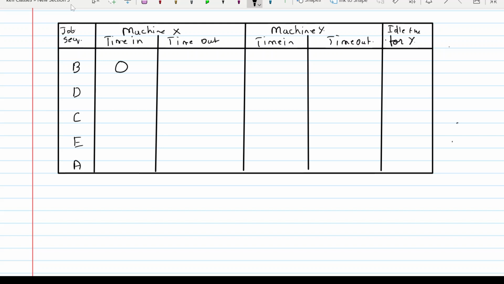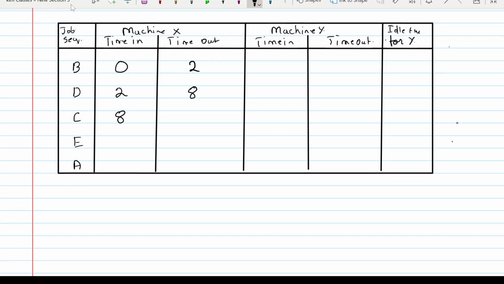So now, B is for how much time? 2 minutes. So it will finish at 2. D will come in over here at 2. Right? And job D is for how much time? 6 minutes. So 2 plus 6, 8. Then this job C will start at 8.